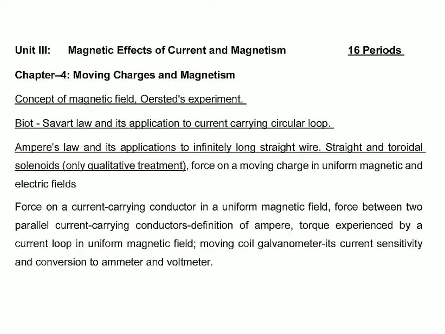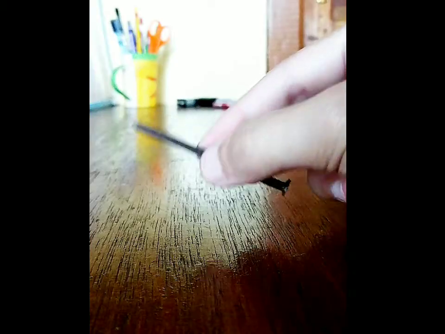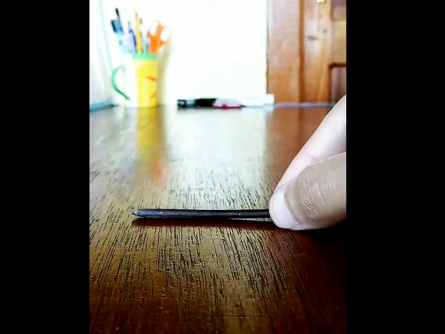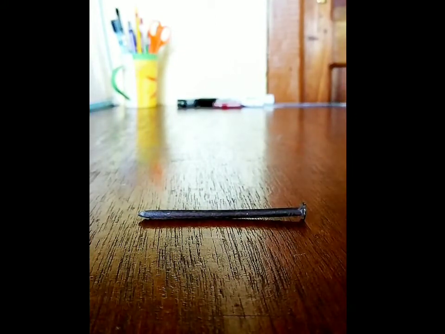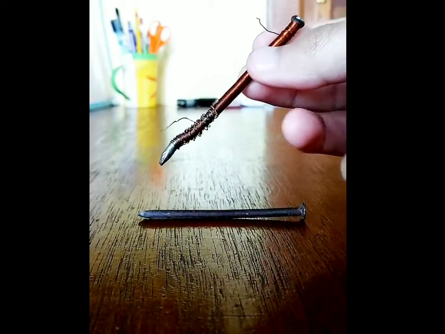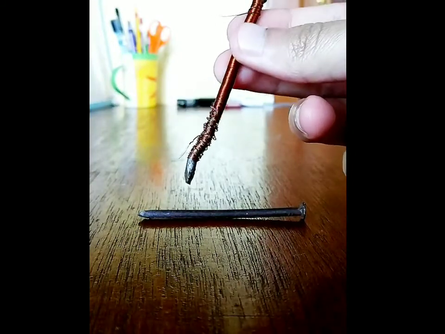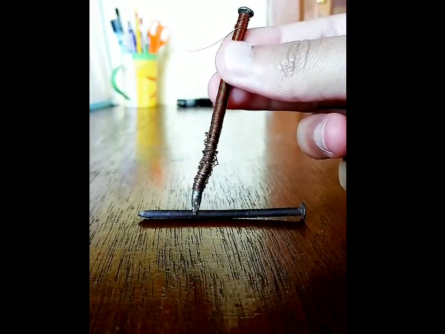Okay, so we shall start with the concept of magnetic field. Now, the space around a current carrying conductor in which its magnetic effect can be experienced is called a magnetic field. Now, to demonstrate this concept of magnetic field, we will consider an activity. So here we have an iron nail. And here we have a copper wire which is wound around an iron nail.